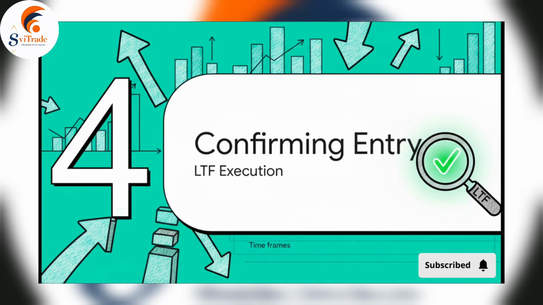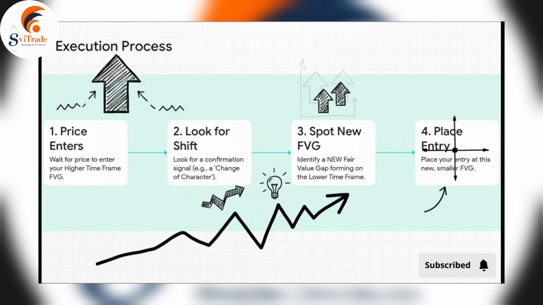Okay, so you've done your homework, you've been patient, and price finally reaches that high quality zone you marked out. You don't just jump in, no way. This is where the patience really pays off. You zoom into your lower time frame and you wait. You wait for the market to give you a very specific green light. And this right here is the magic. This is exactly why we call it the FVG and FVG strategy.